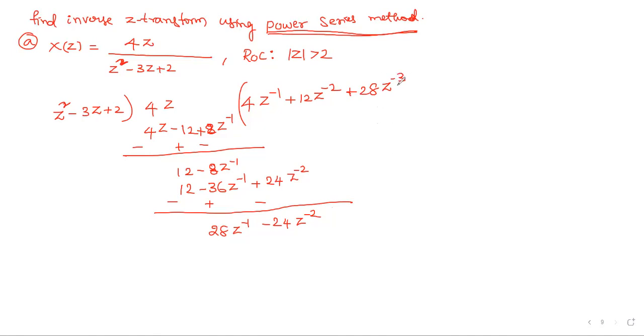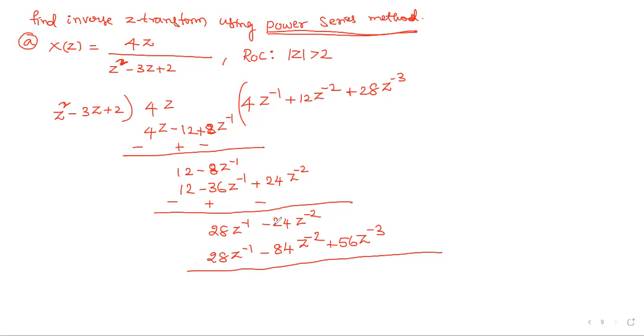Z square into z power minus 3 will become z power minus 1. So 28 z power minus 1, minus 28 into 3. How much? 28 3s are 84, minus 84 z power minus 2. Plus 2 into 28, 56 z power minus 3. So like this we need to divide that.